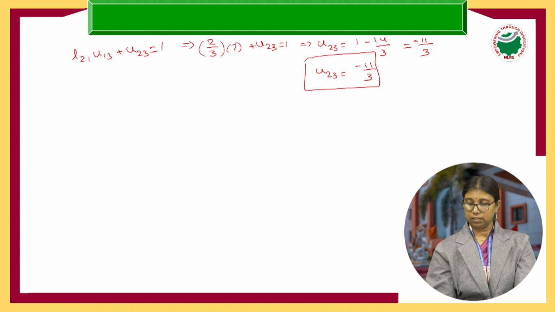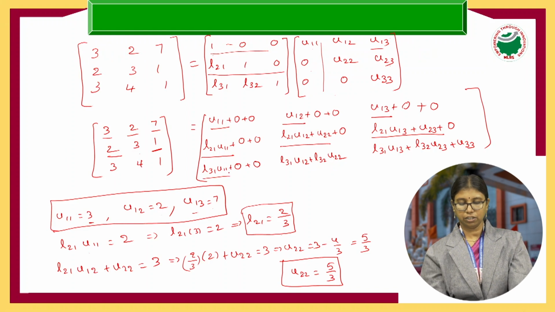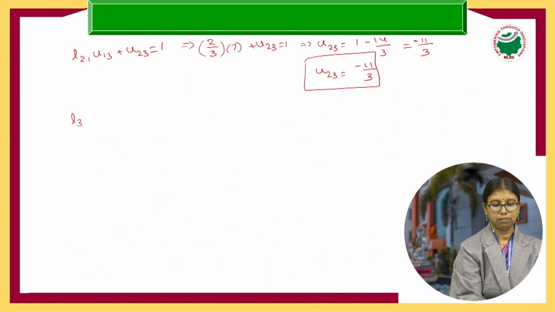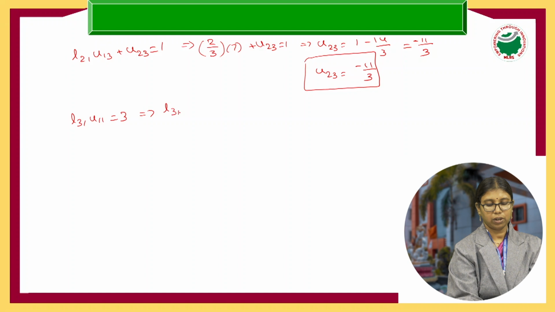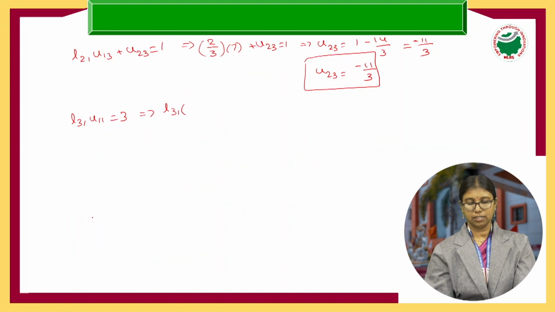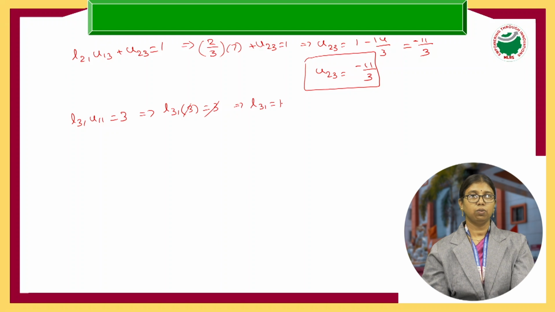Next, now compare third row values. Here third row is L31 into U11 and which is equal to 3. You know about U11, so here U11 value is 3. Then this is L31 into 3 equal to 3. We can cancel 3 on both sides. Then L31 equal to 1.